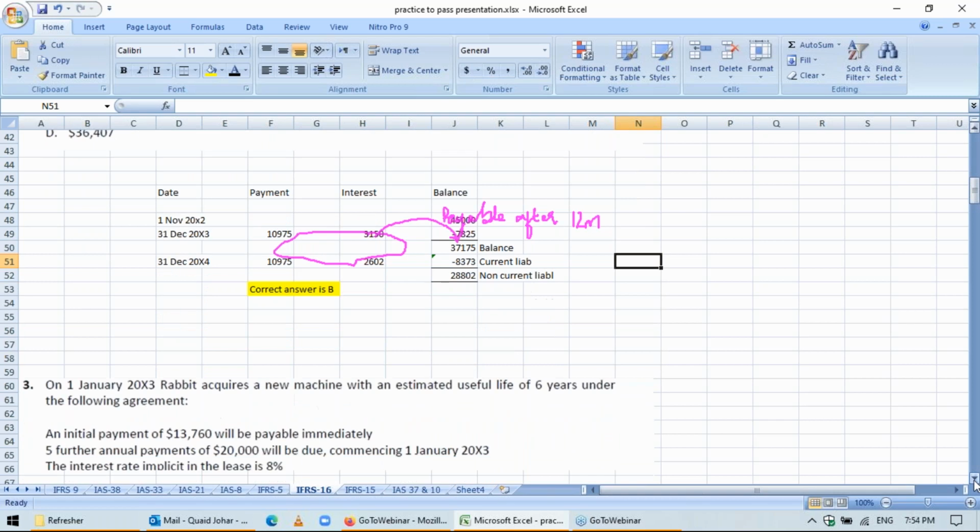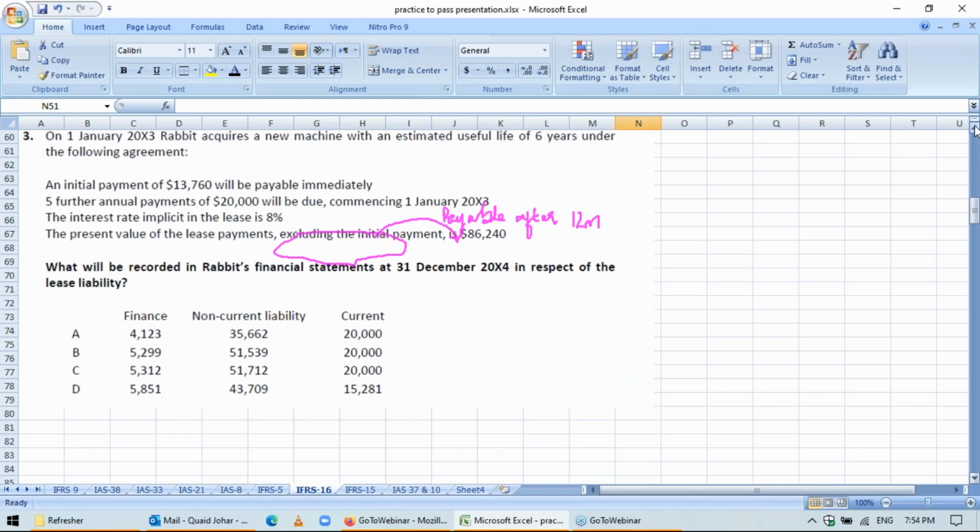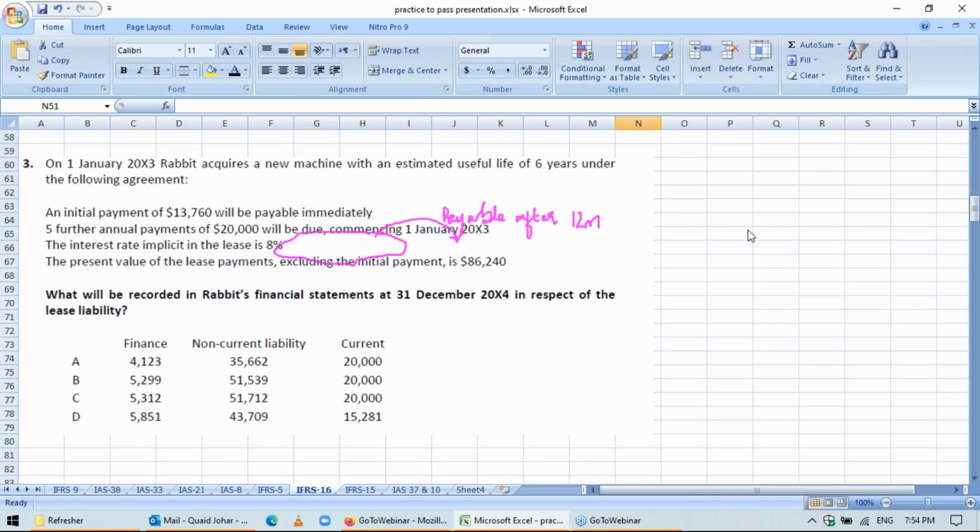Okay, let's move on to the next question. Question number 3. Now three things have been asked. Let's check the date first. What date do they ask? They're asking on 31st December 2004, and the lease has been signed on 1st January 2003. Means they are talking about the end of the second year.